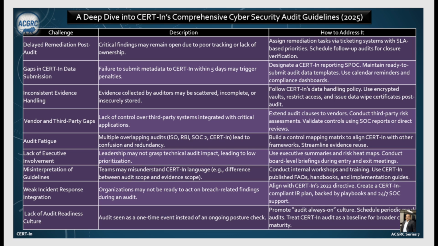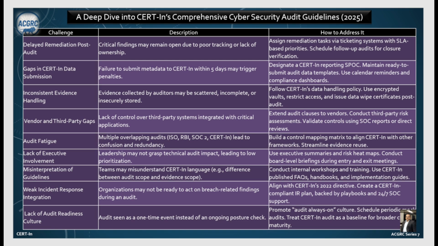The next challenge is teams may misunderstand certain languages. This is a case of misinterpretation of guidelines. To address this, you can conduct internal workshops and training. Use the CERT-In published FAQs, use their handbooks and their implementation guides.